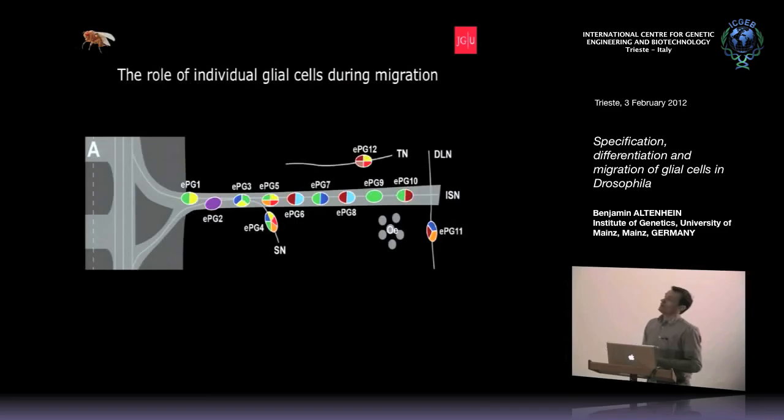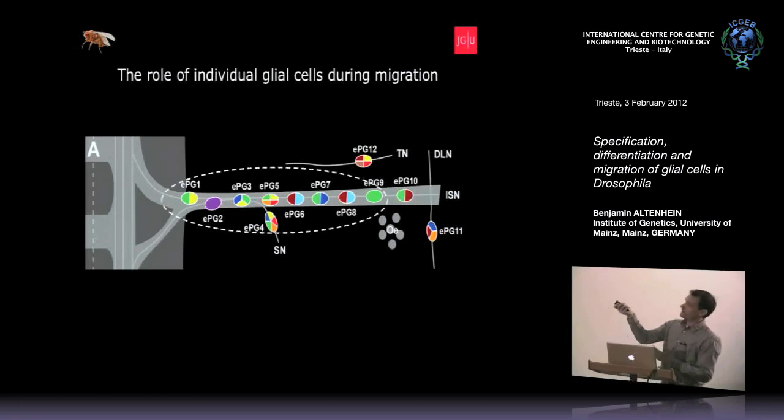Okay. What we also address, and this is quite unique to our lab, because we're doing this in collaboration with the lab of Angela Giangrande in Strasbourg, is that we like to understand the role of individual glia cells during migration. What I showed you was that the migration is very stereotyped. It's always the same cell that leaves the CNS first, which is basically here, EPG9.